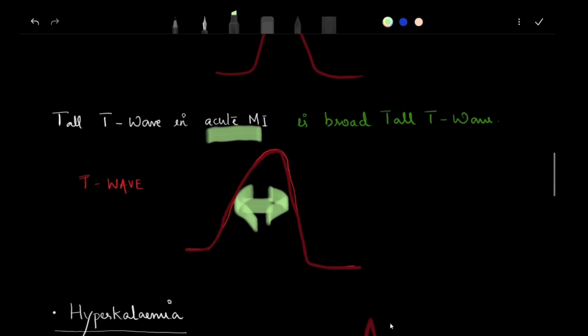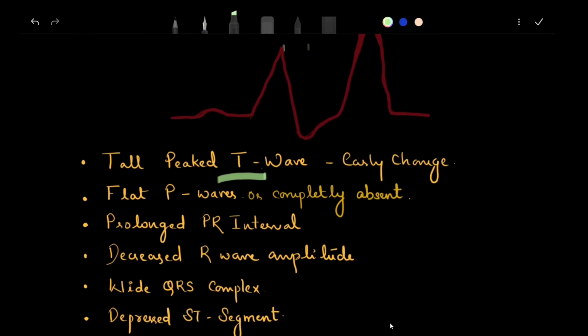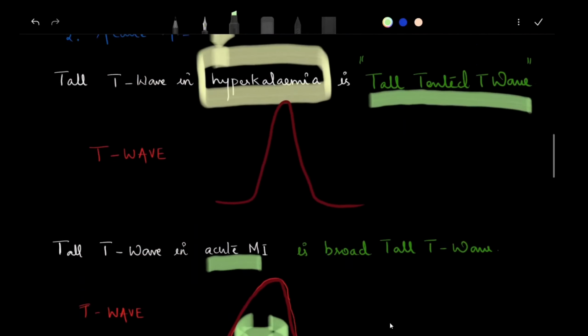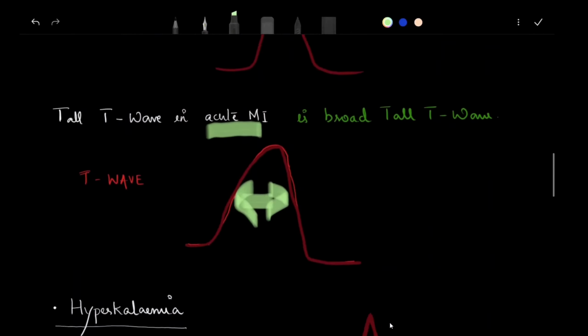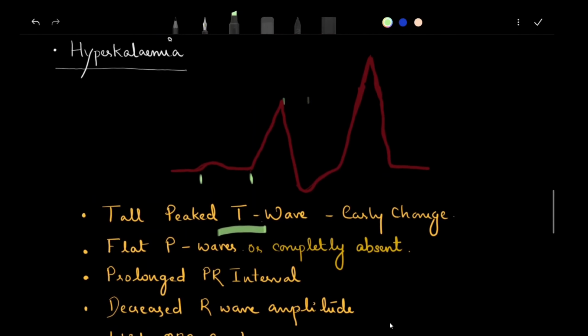Next, in hyperkalemia, the P wave is absent or flat with a prolonged PR interval, more than 200 milliseconds. Next, decreased R wave amplitude compared to the T wave. Then wide QRS complex, more than 120 milliseconds, more than 3 small squares. Next is depressed ST segments. Here you can see that the ST segment is quite depressed.